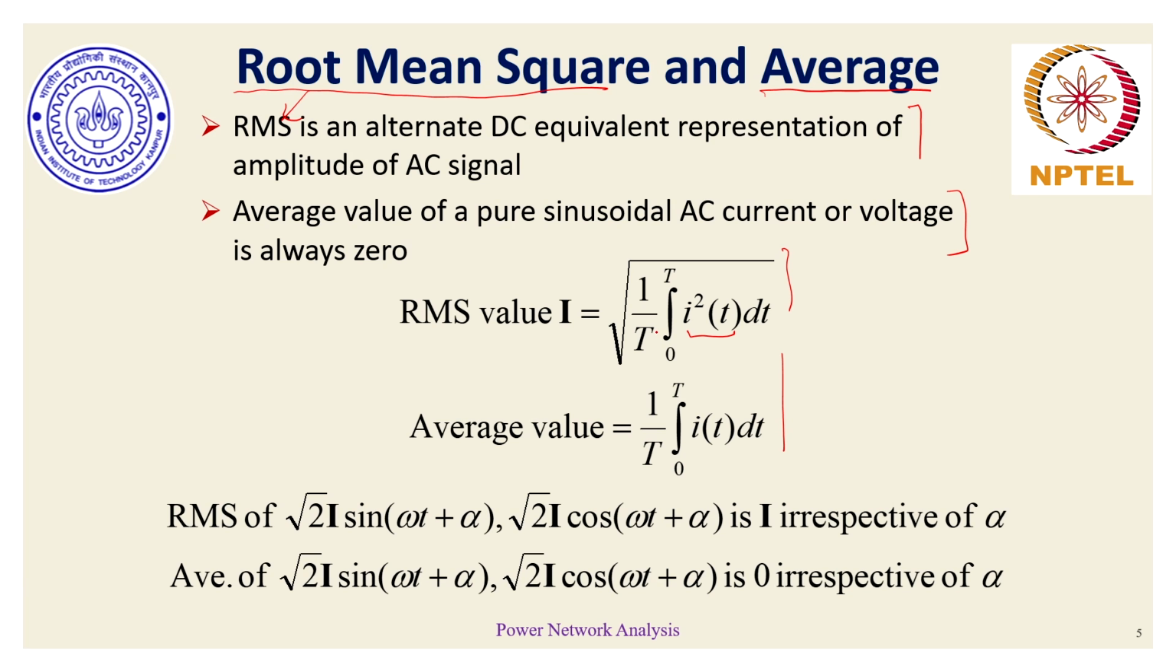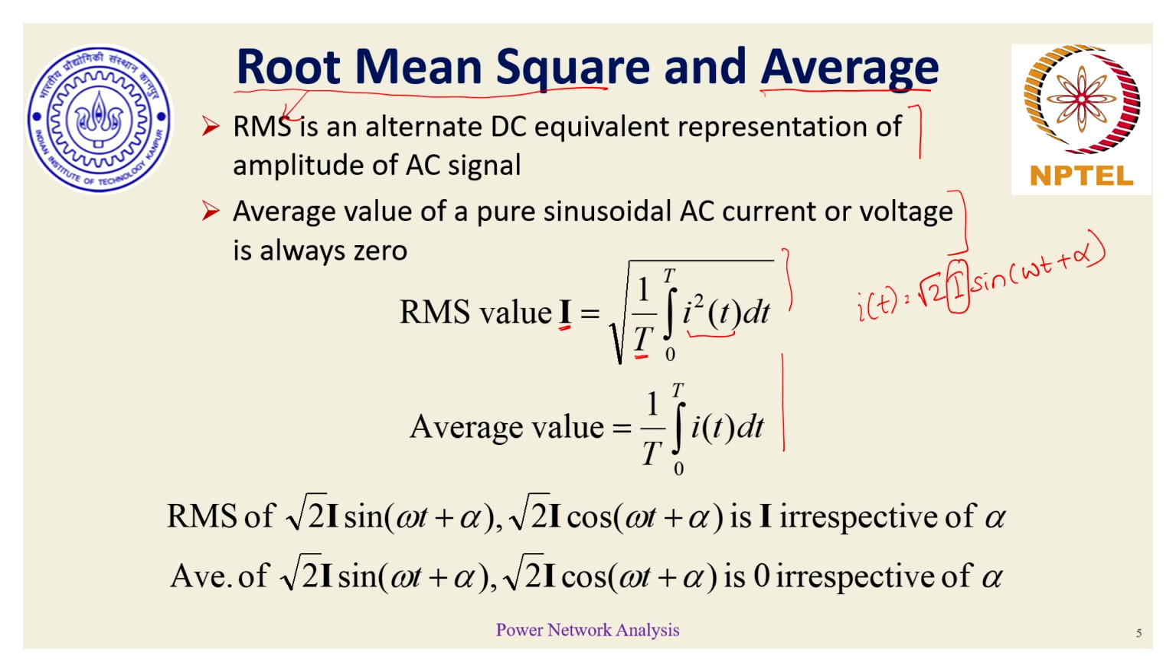So if we have a well-defined time domain signal, for example i of t, which is let's say equal to root 2 I sine of omega t plus alpha, then we take the square of this signal, take the average over a full cycle, which is for capital T seconds, and then the root of this entire term is taken, which eventually turns out to be the capital I which was defined earlier, and hence this capital I refers to the amplitude divided by root 2 factor.